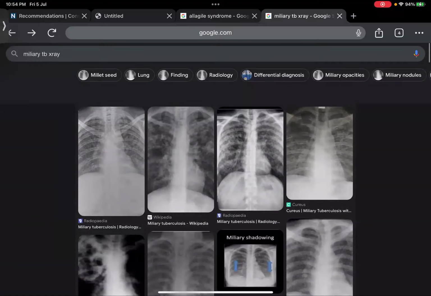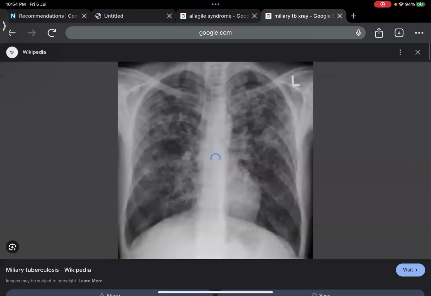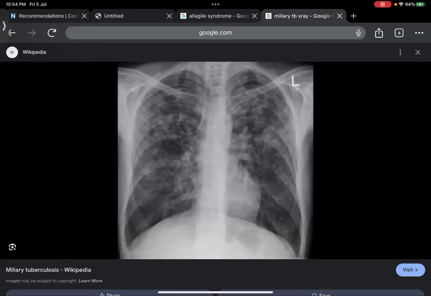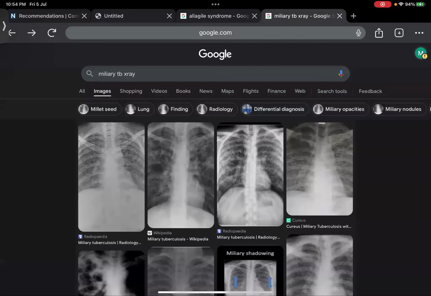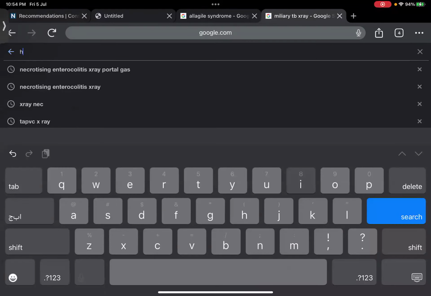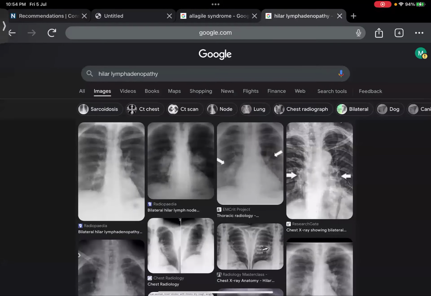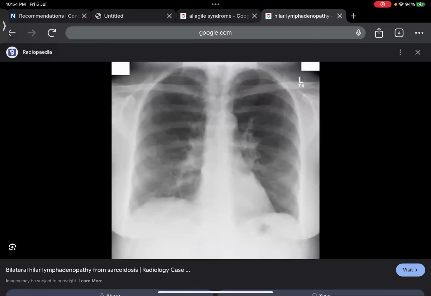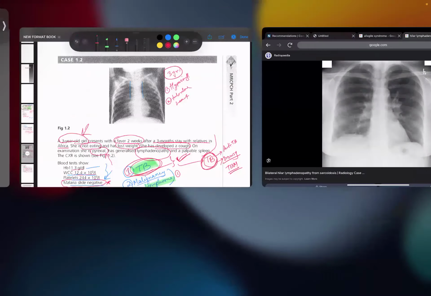This is extremely common in exam. See patchy opacity all over, or snowstorm appearance. Then they also ask for the hilar lymphadenopathy in exam. Yeah, this is very good. See this? Both sided, there is bilateral hilar lymphadenopathy. All right, now we'll go back to the case.